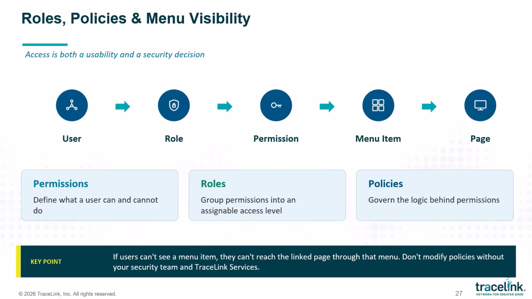Follow the chain across the top. User to role to permission to menu item to page. Here is the practical takeaway. Menu items are secured by roles, permissions, and policies, so your role design controls what users can see and access. If a user cannot see a menu item, they cannot reach the linked page through that menu configuration. This supports usability because it reduces clutter, and it supports security because it helps users access only the information and operations relevant to their work.